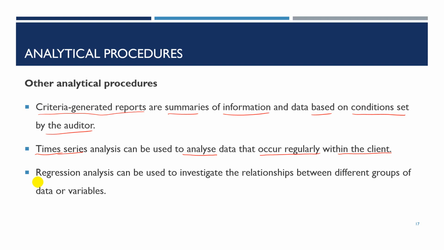Regression analysis can be used to investigate the relationship between different groups of data or variables. This involves consideration of the relationship between a dependent variable, such as sales, and various independent variables, such as selling costs, purchases, and advertising expenses. Regression analysis provides a statistical measure of the association between data. It establishes whether movement in the independent variables results in a change in the dependent variable.